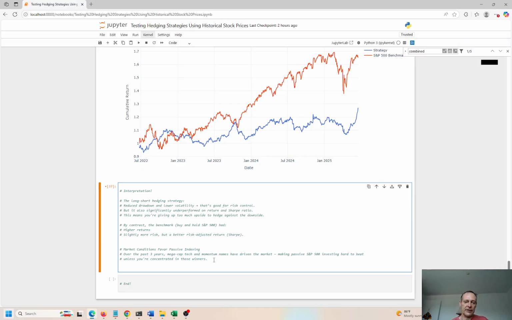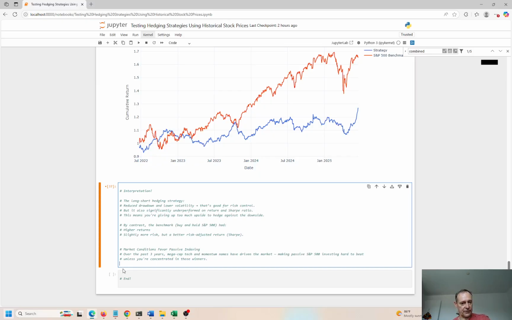But in conclusion, over the past 3 years, this is the way it worked out. Buy and hold really outperformed the active management style. And this makes passive S&P 500 investing hard to beat unless you're really concentrated in those winning stocks, right? Like we only had 30 stocks in the portfolio here. We missed a lot of upside potential because the S&P 500 has 500 stocks. We don't have exposure to most of those, right? Our exposure is the Dow 30.